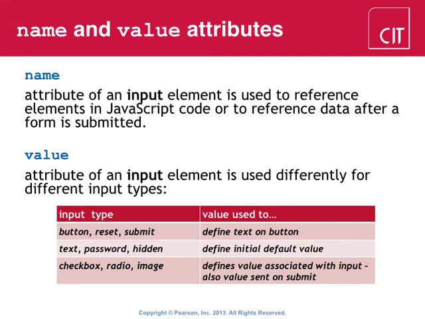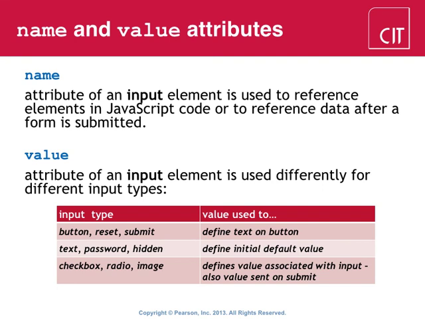So depending on the input element that you're using, the value may have a different effect, may have a different use. So if you have a button, for example, the value attribute just says what the text on the button says. So it's just going to affect the appearance of the thing on the form.